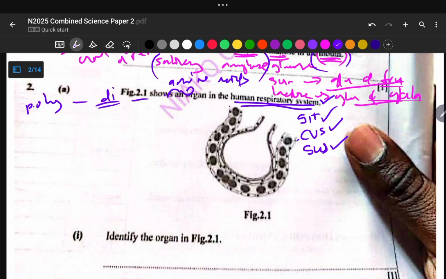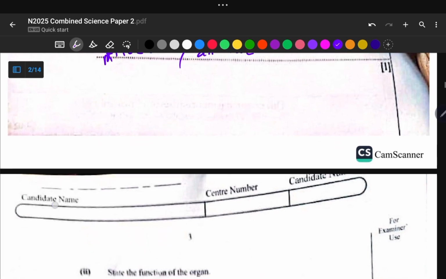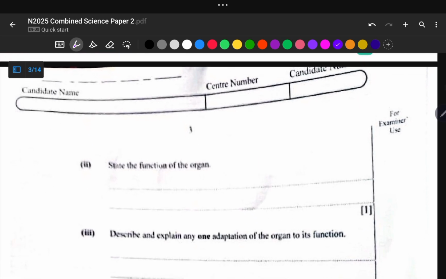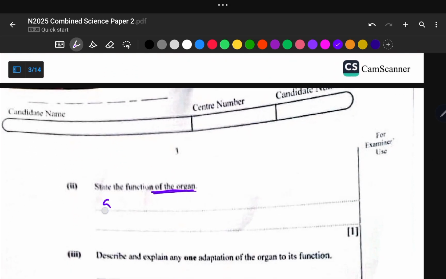So the question says, identify the organ, right? Which organ is this one? These are what we call the air sacs. These are the air sacs or the alveoli, right? So we can say the alveoli or the air sac. As simple as that. This is the general appreciation of these structures, right? And then the next part of the question says, state the function of the organ, which is the alveolus. So the function is for gaseous exchange. As simple as that.